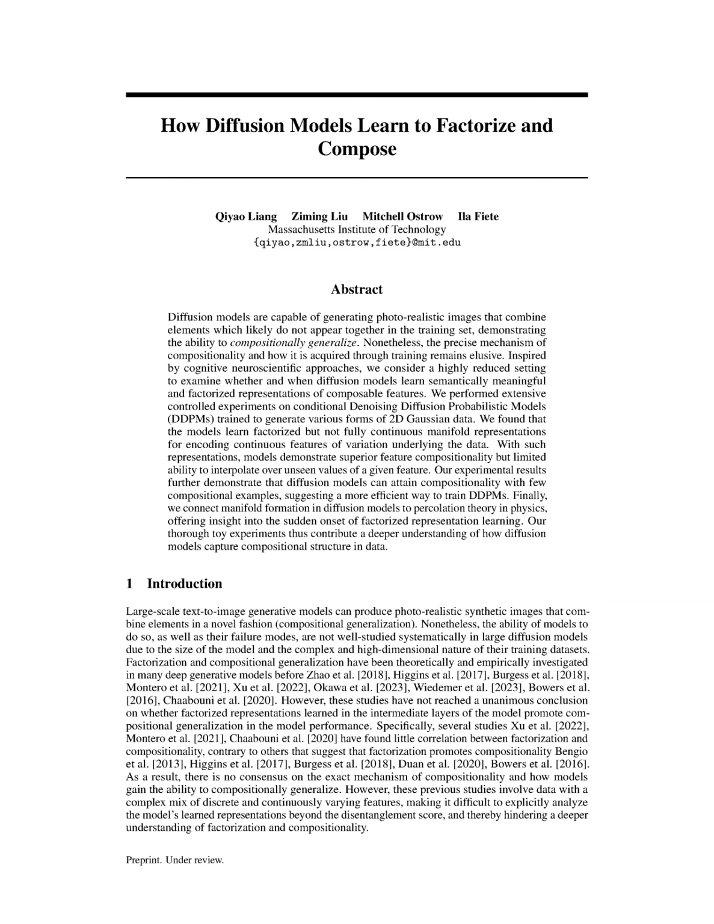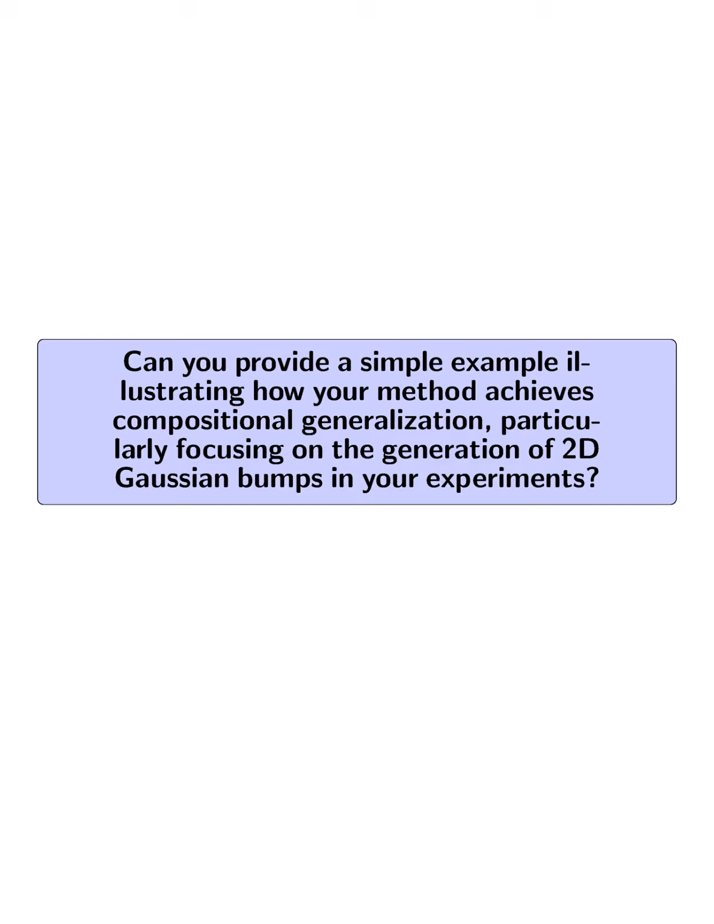Finally, we conduct experiments to test the model's compositional generalization by training it on datasets with isolated factors of variation and a few compositional examples, allowing us to observe how well the model can generate novel combinations of features not seen during training. Can you provide a simple example illustrating how your method achieves compositional generalization, particularly focusing on the generation of 2D Gaussian bumps in your experiments?